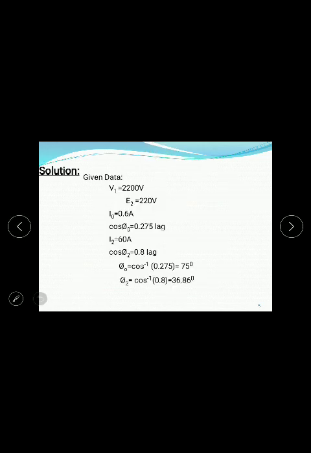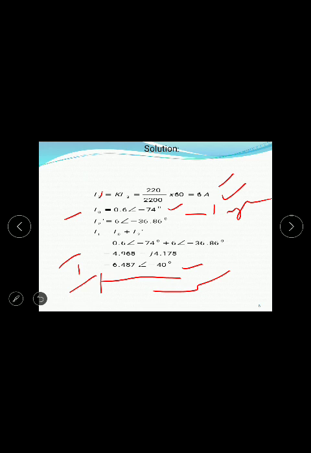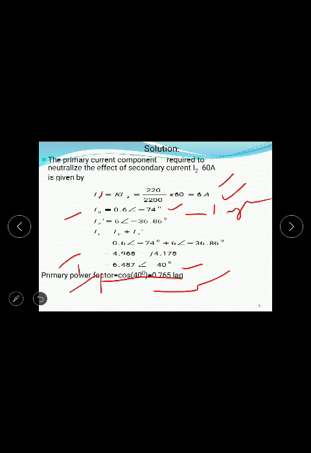So in this case, the no load power factor is 0.275, and at the secondary side the power factor is 0.8 lagging at full load. This is no load and this is full load at the secondary side, and 0.765 is the power factor at the primary side.